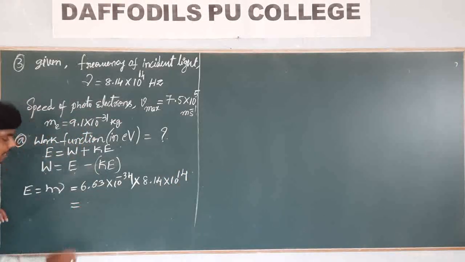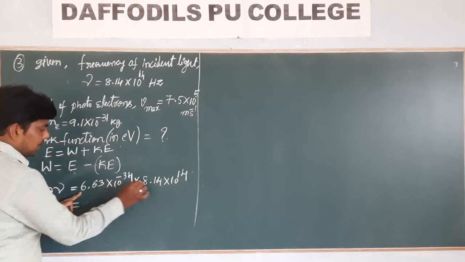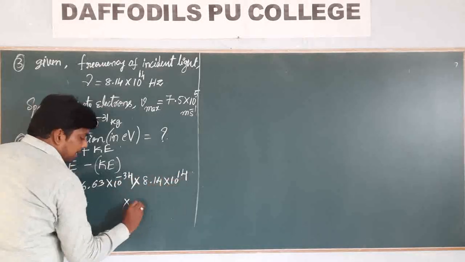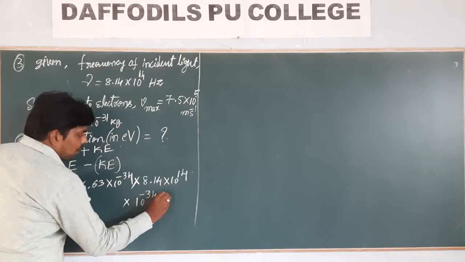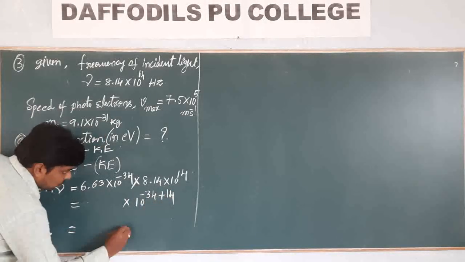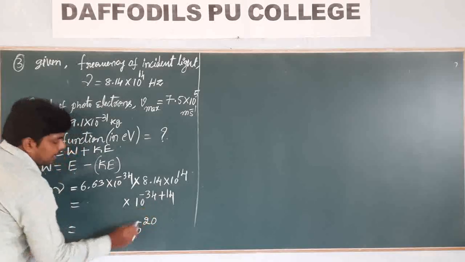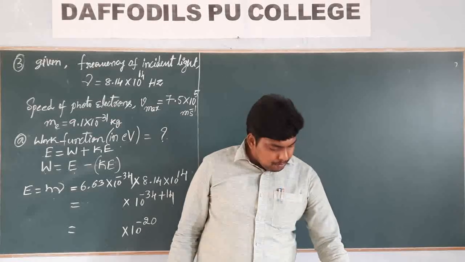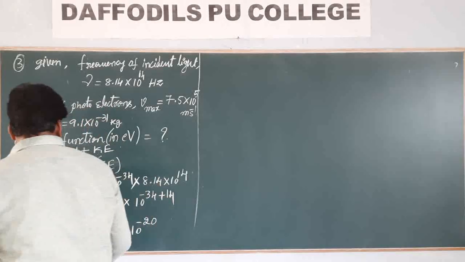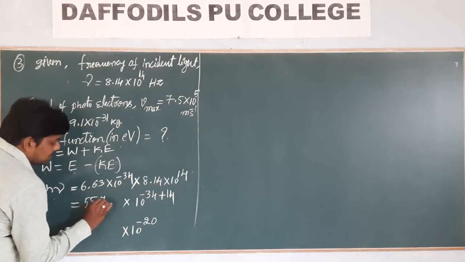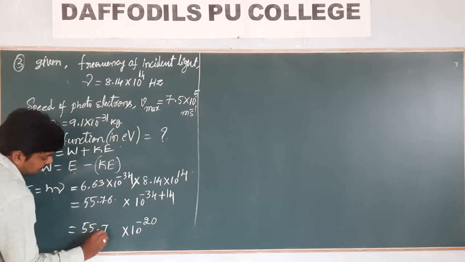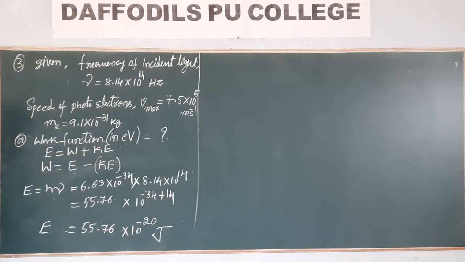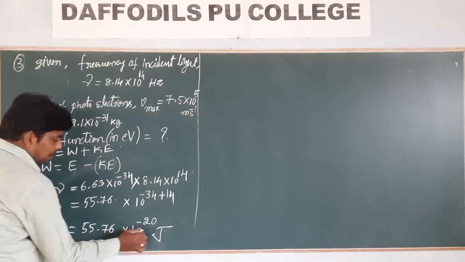So you will get the energy: 6.63 into 8.14, you calculate this. Then 10 to the power minus 34 into 10 to the power plus 14, that is minus 34 plus 14, that is 10 to the power minus 20. Now 6.63 into 8.14, the value is 55.76. Use a simple calculator; simple calculators are allowed in the examination. Energy is equal to 55.76 into 10 to the power minus 20 joule.